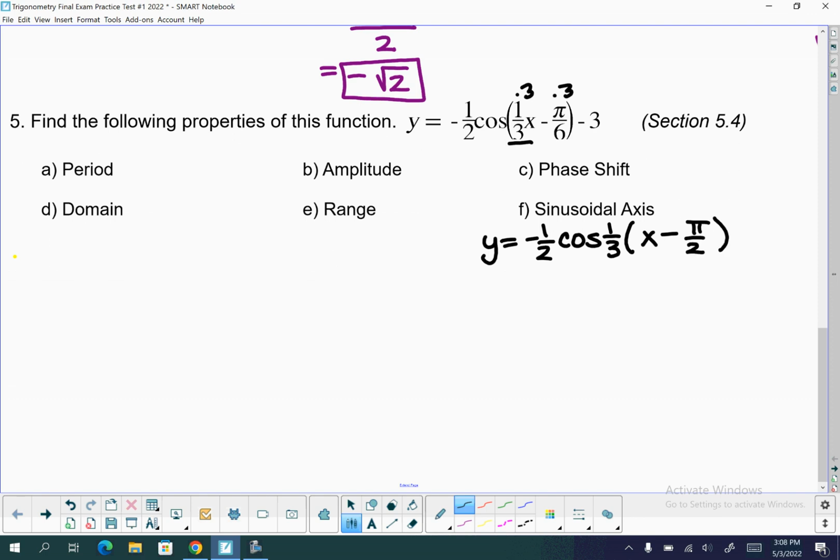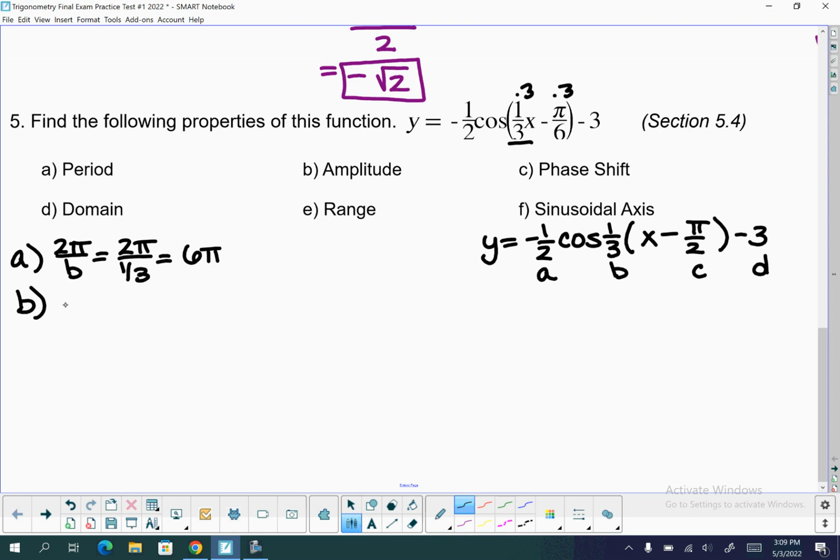And if you want to double check that you did that right, you can just mentally distribute that 1/3 in and make sure you're back where you started. That's your A, your B, your C, and your D value for this equation. Starting with the period for sine and cosine, it's 2 pi over B. 2 pi divided by a third, same as multiplying by 3, gives me 6 pi.